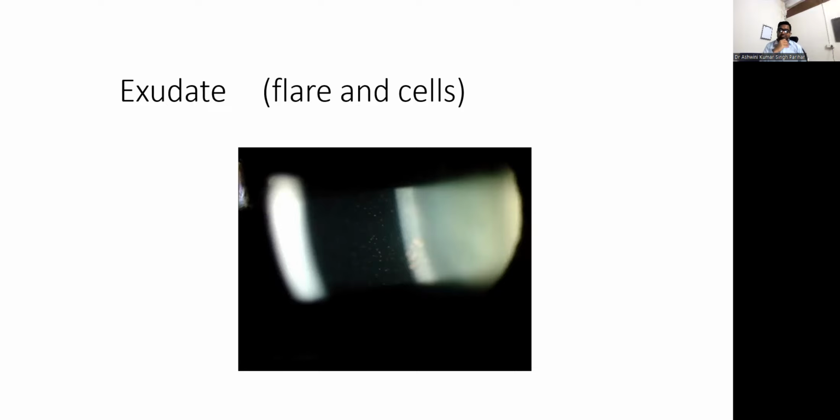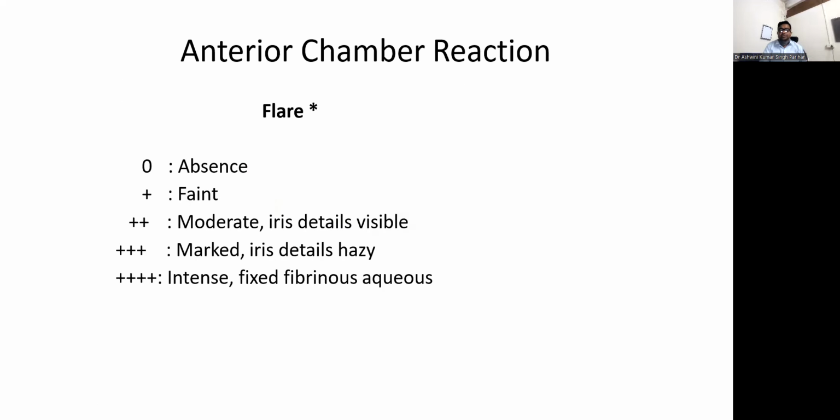So these cells and flare give you the clue towards the diagnosis of your uveitis. I have mentioned these small particulate matters, they are cells, and the reflecting light from them is seen all around the light path. You can see here it's dark, but in the light pathway you can see the light is traveling. This light traveling part is the flare. So now we will further divide the cells and flare based on their quantity.